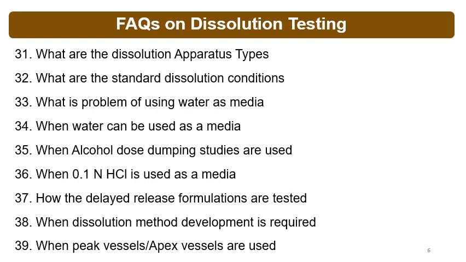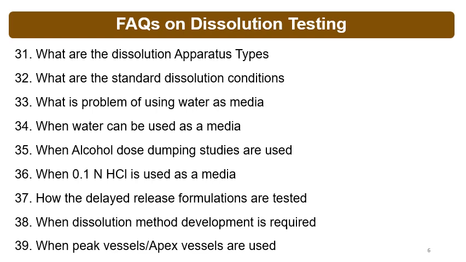What are the standard dissolution conditions? Generally for USP1 basket apparatus, 100 RPM and a media volume of 500 ml or 900 ml is the standard condition. For USP2 paddle apparatus, a media volume of 500 ml or 900 ml and a paddle speed of 50 RPM is the standard condition. What is the problem of using water as a media? Generally water is not used as a media because there is no buffer capacity and water can vary day to day and from lab to lab.